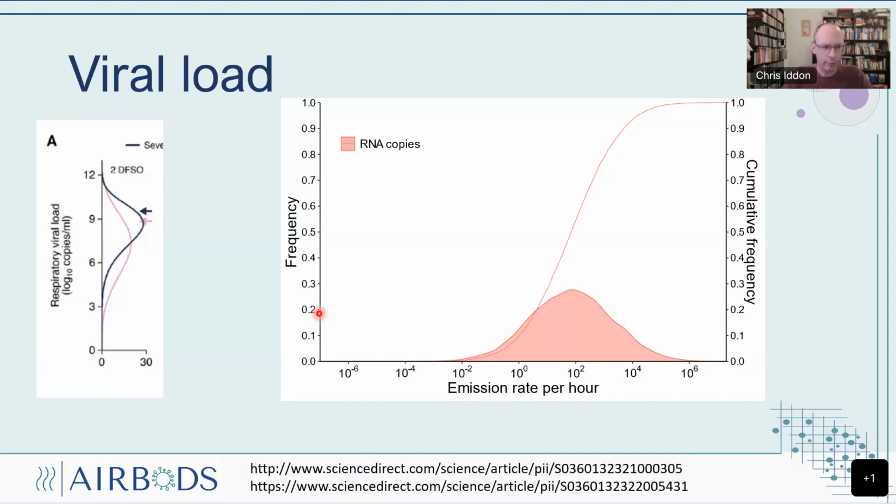Let's go back to that viral load and the uncertainty in the viral load. We can make some assumptions about this viral load per mil of respiratory fluid, and we can measure the volume of aerosols that have been emitted by people who are speaking and come up with an emission rate per hour in terms of RNA copies per hour. And here we have a probability distribution function based on this data that shows that the most likely emission rate is about 100 RNA copies per hour. But you have people emitting at almost a million copies per hour as well. This is the cumulative frequency.